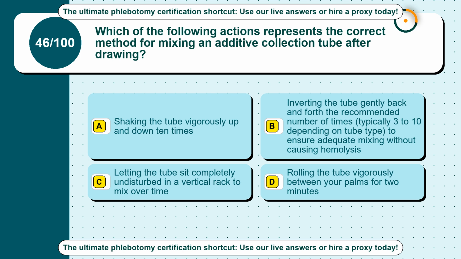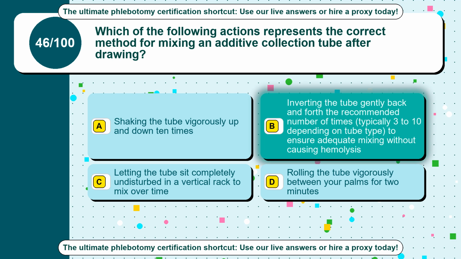Option C, letting the tube sit completely undisturbed in a vertical rack to mix over time. Option D, rolling the tube vigorously between your palms for 2 minutes. The correct answer is option B, inverting the tube gently back and forth the recommended number of times, typically 3 to 10 depending on tube type, to ensure adequate mixing without causing hemolysis.